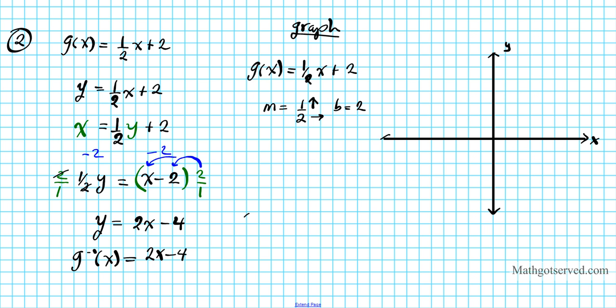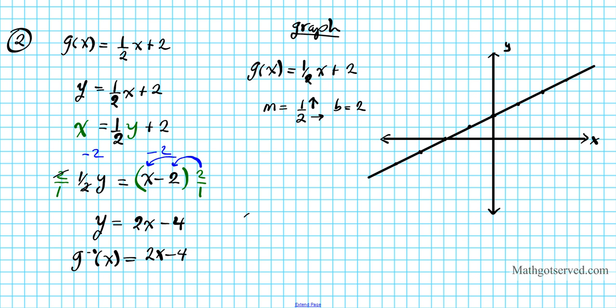Now, starting from the y-intercept, which is 2, I'm going to rise 1 and run 2. Let's put in more points: rise 1, run 2, rise 1, run 2. And I can go back down too. The more points you put in, the more accurate your graph will be. All right, now let's draw the line of g. This is the graph of g of x. Now we're going to shift our attention to drawing the graph of the inverse of g.